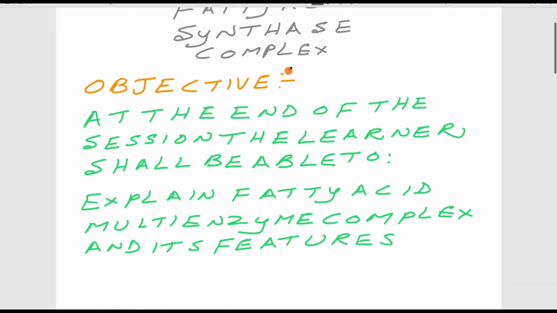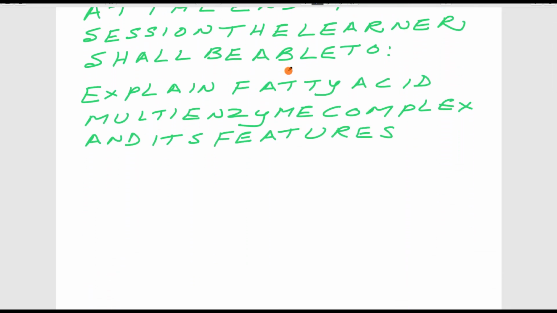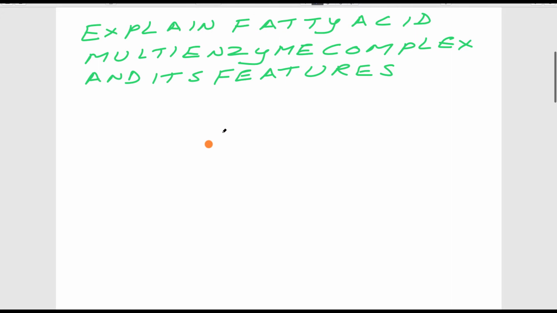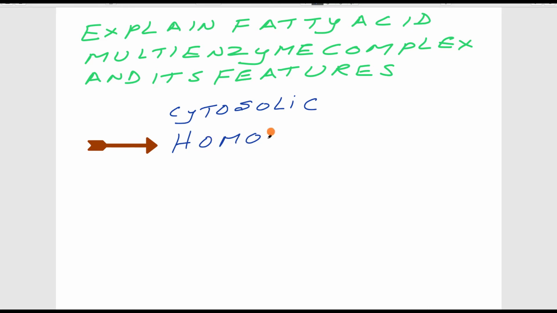The objective of this session is that, at the end of the session, the learner shall be able to explain the fatty acid synthase multi-enzyme complex and its features. The fatty acid synthase multi-enzyme complex is a cytosolic enzyme. The enzyme is a homodimer. Two similar units are present.